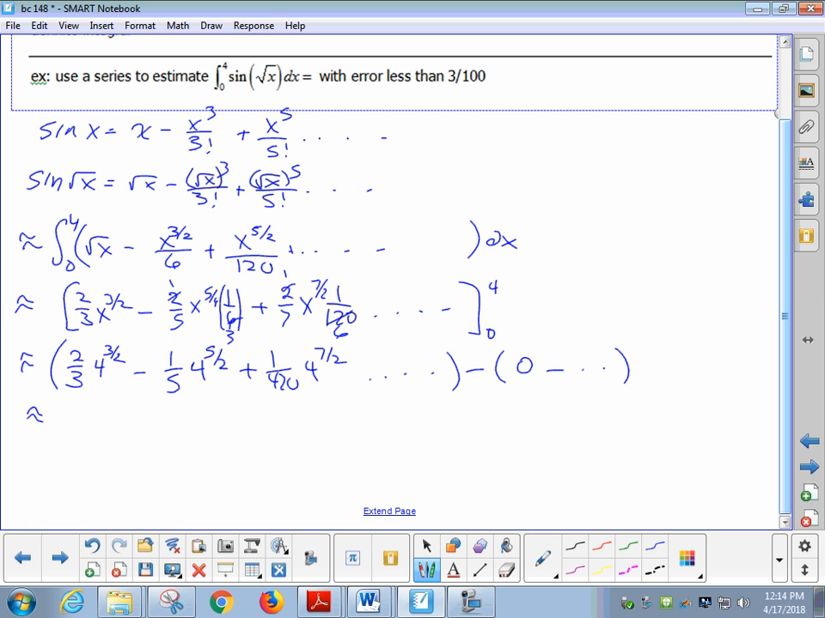So let's get estimates here. What's 4 to the 3 halves? 8, so that's feeling like 16/3. What's 4 to the 5 halves? 32/5. What about 4 to the 7 halves? Did I make a mistake? Yeah. Oh, it should be a 15 here. You're right. Thank you. 32/15. Thanks. Okay. 4 to the 7 halves. What's that? 64. 128. 128 over 420.